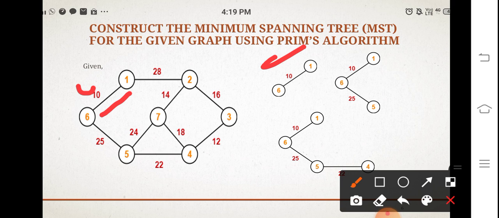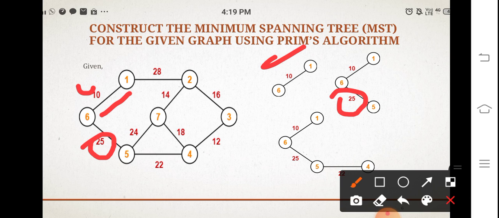Then after that, from 1 there are two vertices we have here, that is 6 and 1. From 6 to 5 and 1 to 2, there are two edges connected to these two vertices. Among them, which is the smallest one? So here 1 to 2 is 28, 6 to 5 is 25. Then 25 is the smallest one, that we have to select. So I have selected this one here.